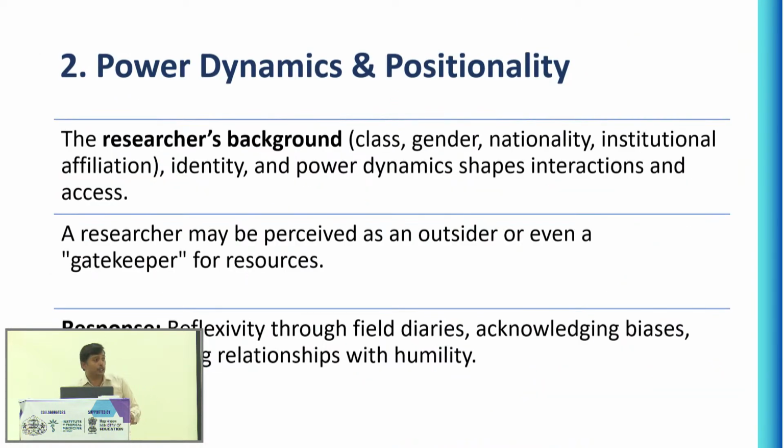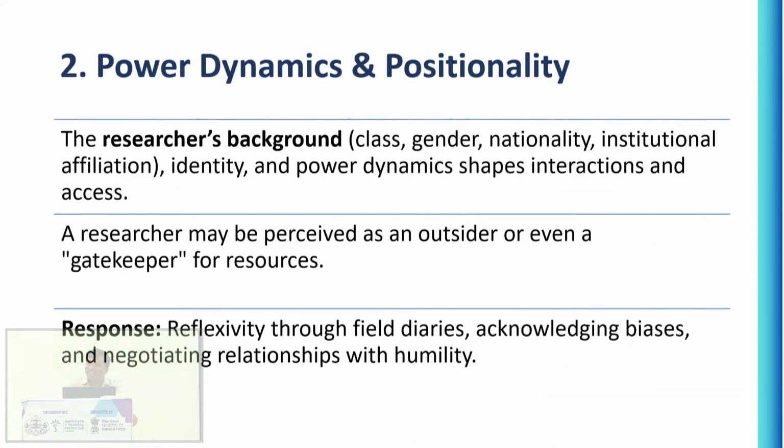The second ethical insight is about power dynamics and positionality. The researcher's background, which is class, gender, nationality, institutional affiliation, identity and power dynamics, shape interactions and access. Who you are in the field is going to influence how people are going to respond to you. The researcher may be perceived as an outsider or even a gatekeeper for resources. The response is reflexivity through field diaries, acknowledging biases and negotiating relationships with humility. So being mindful about your own position.